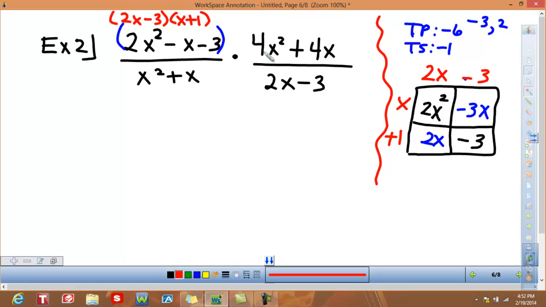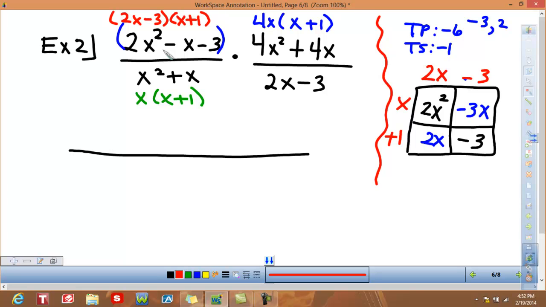In this expression, my greatest common factor is 4x, and I'm left with x plus 1. In the bottom expression, I have an x, and that leaves me with x plus 1. And 2x minus 3 is already reduced as far as it will go.